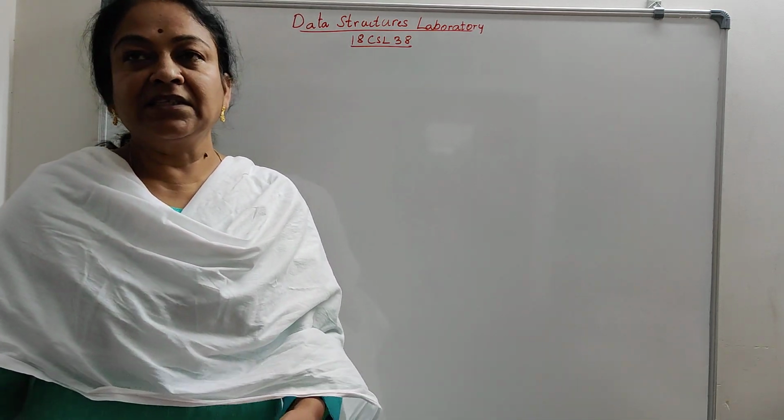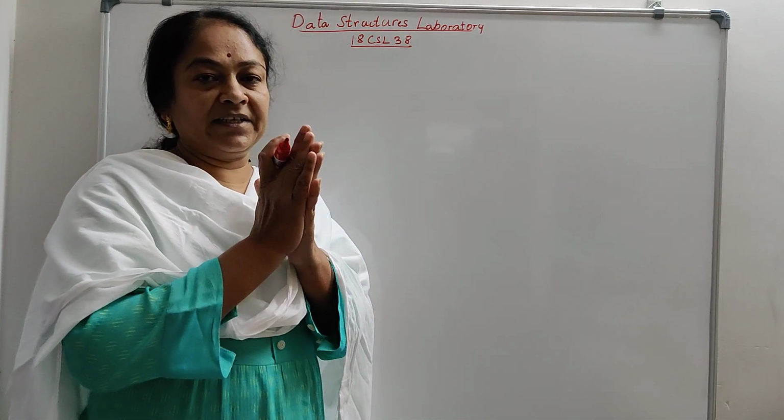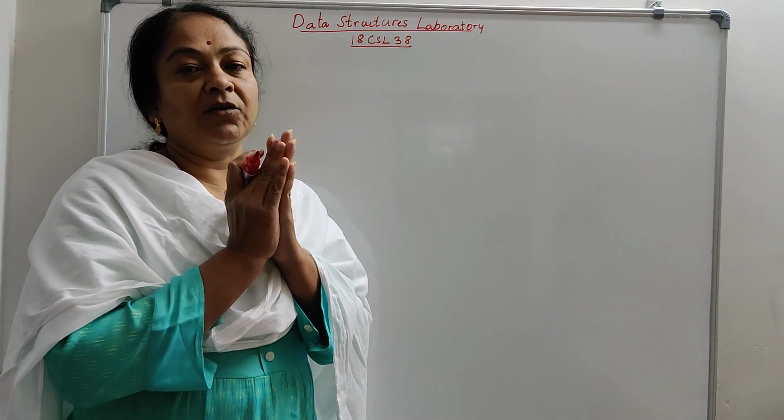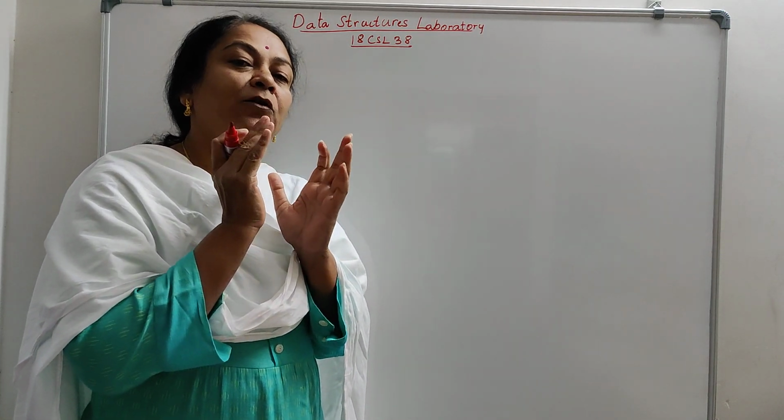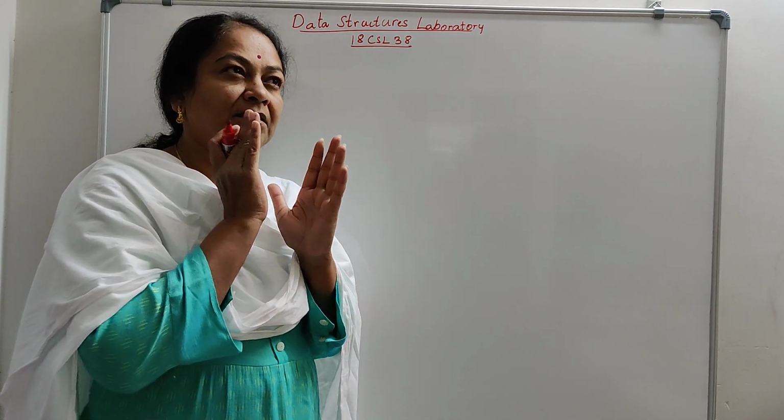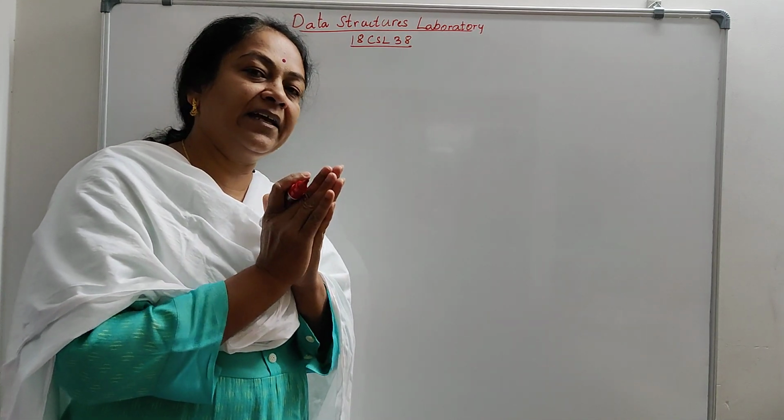Okay, so this program involves the first data structure, that is the array. So what is an array? An array is a set of homogeneous elements. That means the data type of all the elements in an array will be the same.